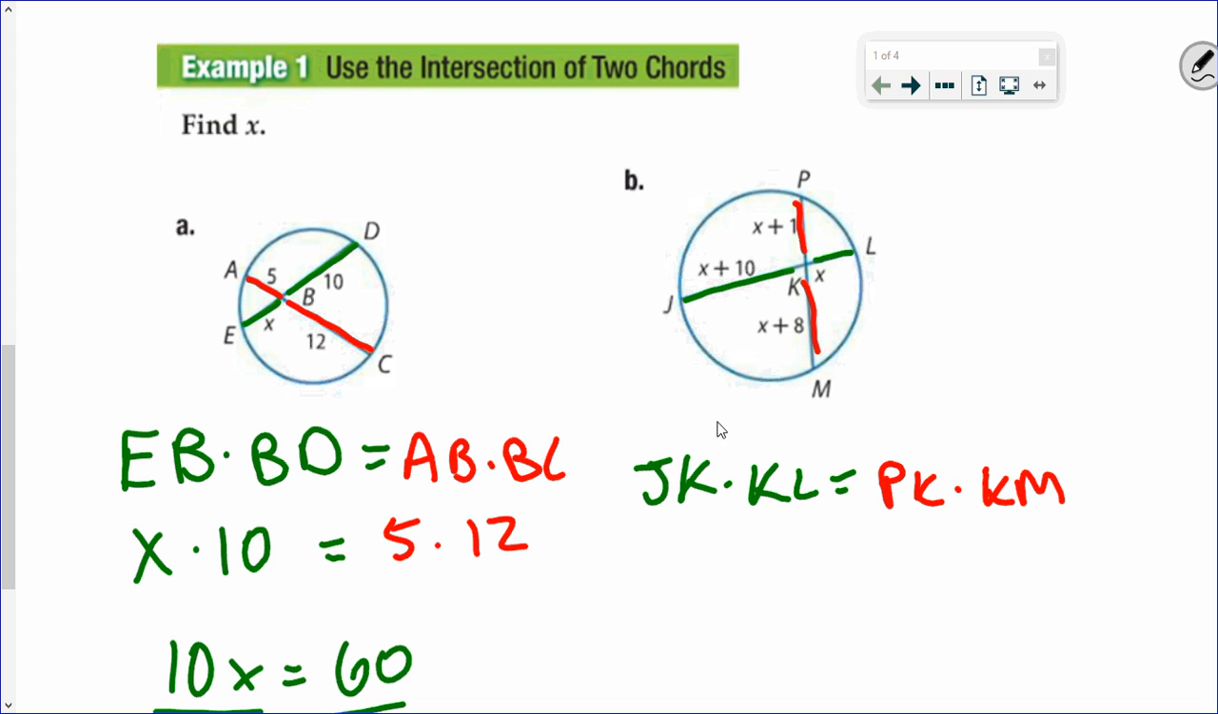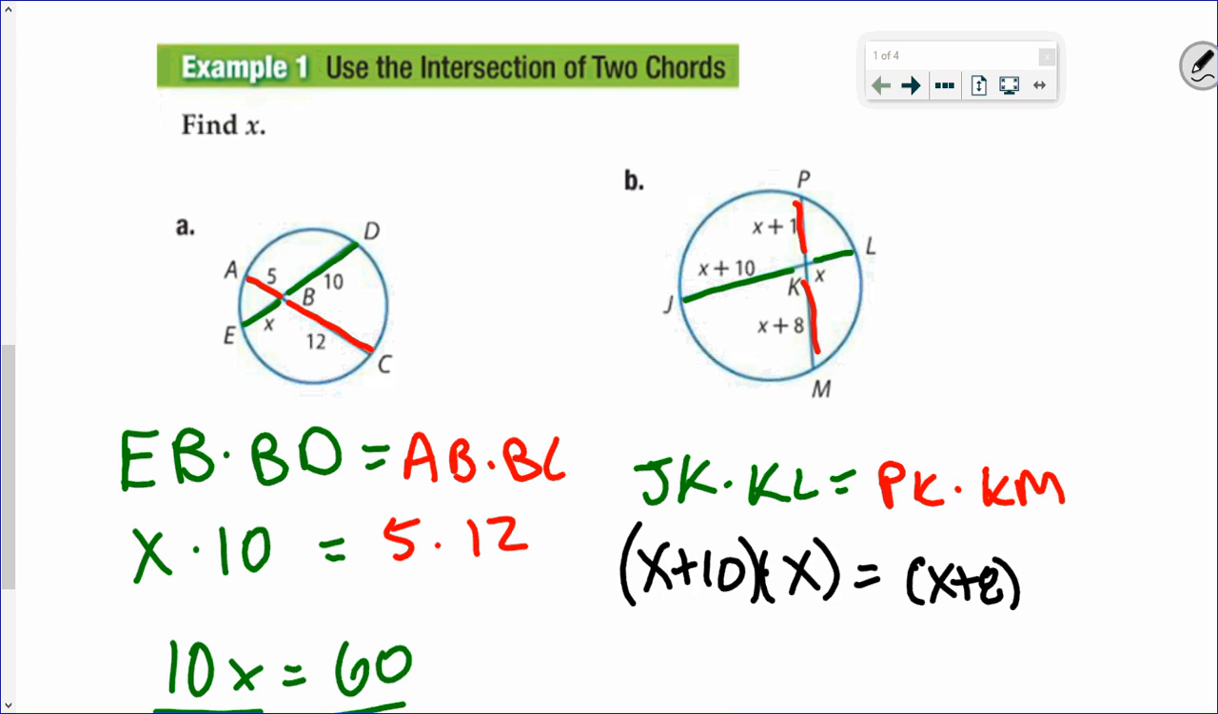So JK is x plus 10 times KL is x. We're going to multiply those together. I'm going to use parentheses here because it helps keep track a little better. And then we've got PK, x plus 8 times KM. Oh, excuse me. PK is x plus 1, KM is x plus 8. So, went backwards there. That's all right. We just flipped it. Order doesn't matter when we multiply, so we'll be all right.